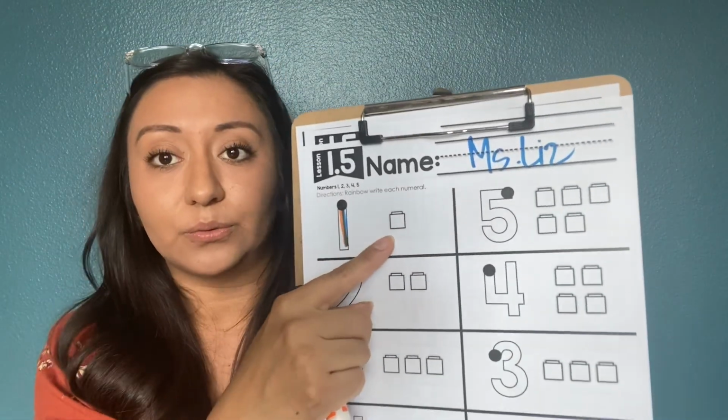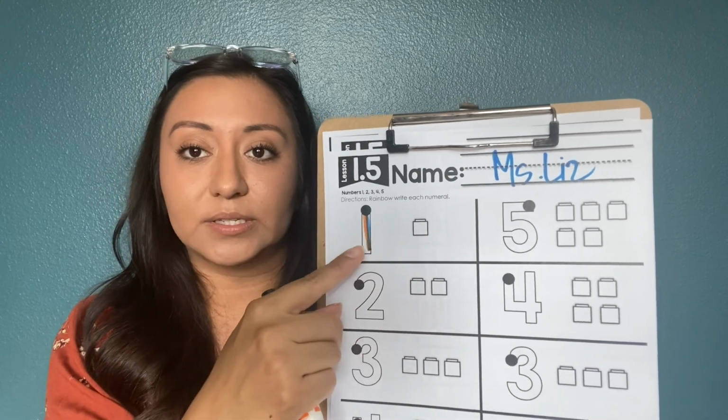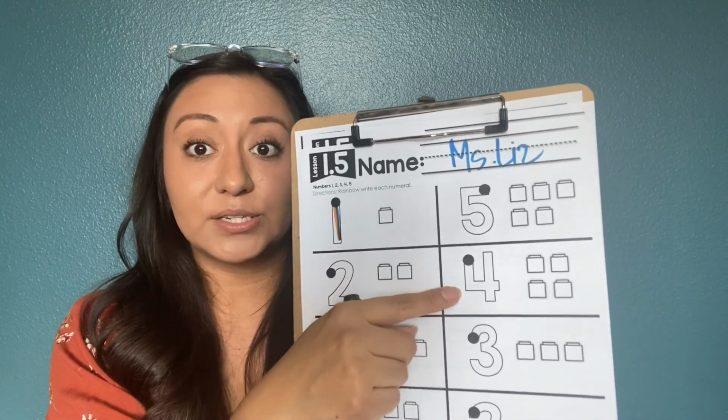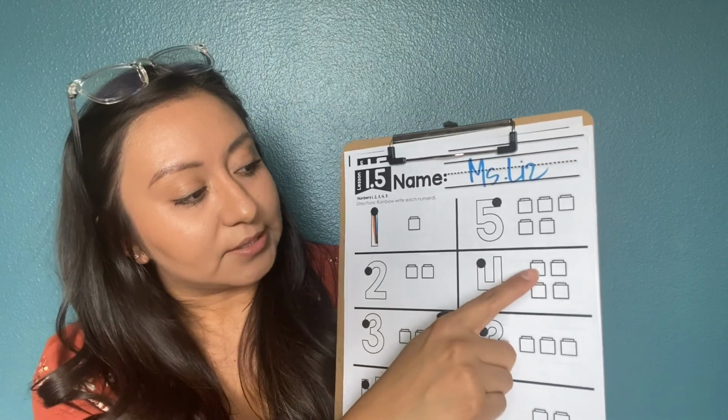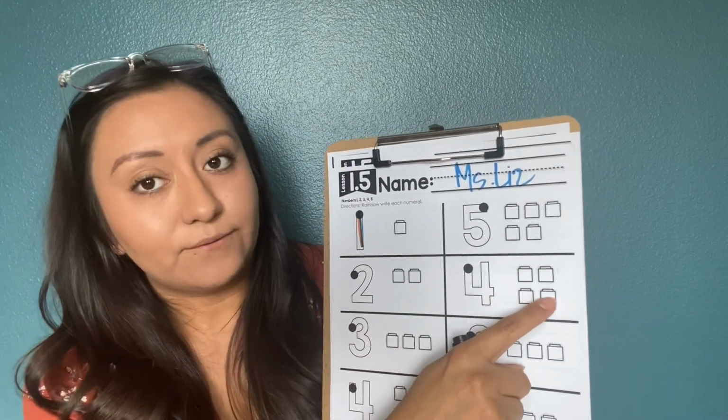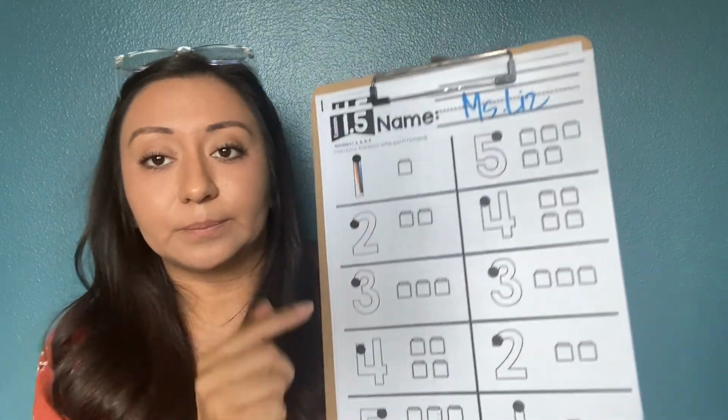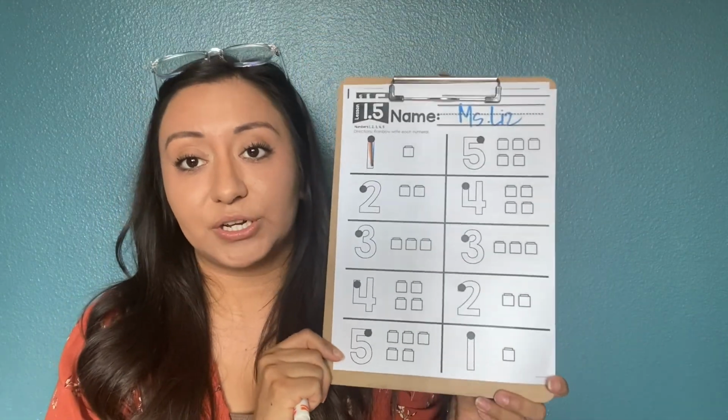But notice how there's only 1 snap cube. So this is the number 1. If you don't know what this number is, you just count. Let's count. 1, 2, 3, 4. And then you have 4. So you can do this worksheet also, okay?